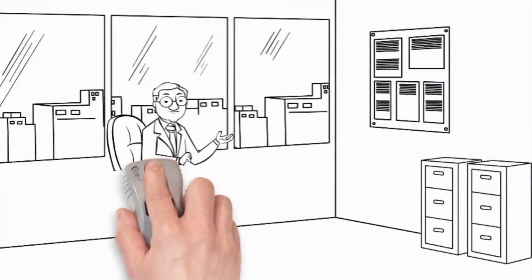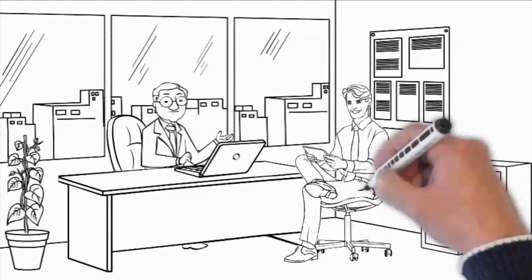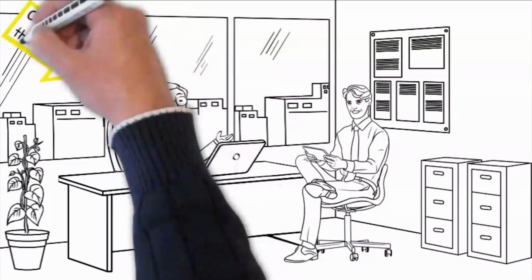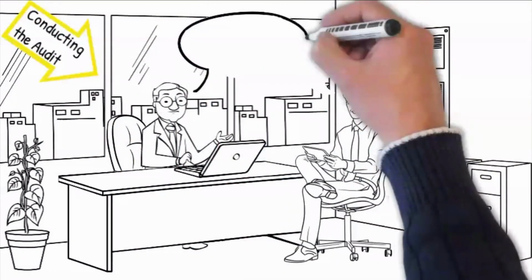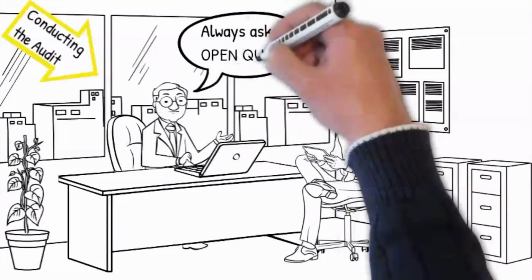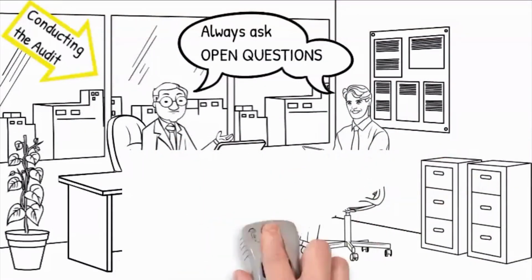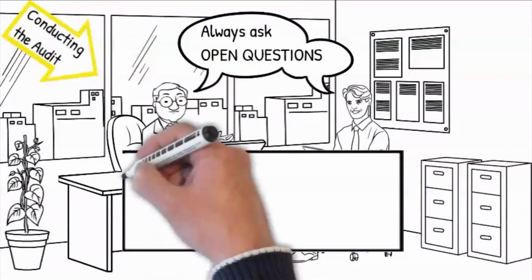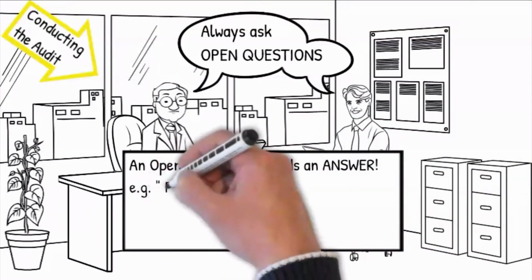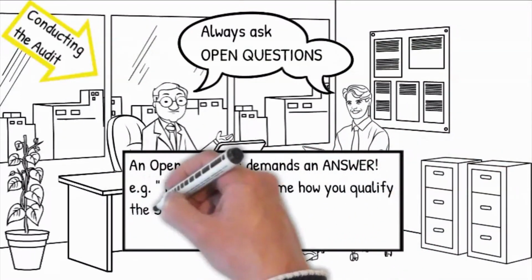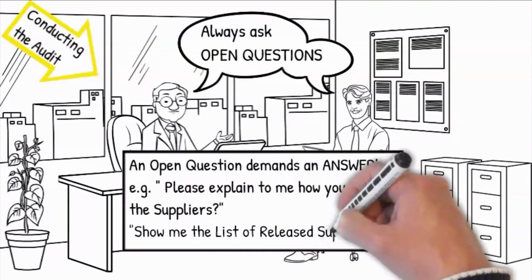The audit is carried out by asking questions based on the chronological sequence of activities within the process. The auditor should always ask open questions. An open question demands an answer. Example: please explain to me how you qualified the suppliers, or show me the list of the released suppliers.